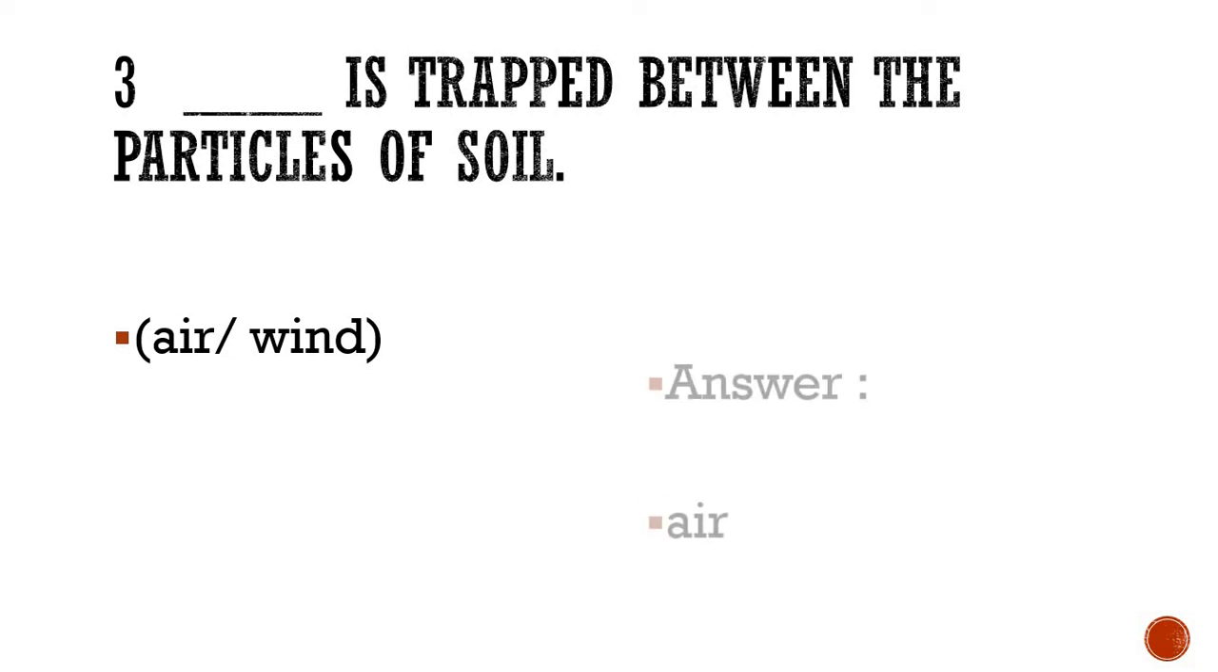Moving on to the third one. Dash is trapped between the particles of soil. Options are air or wind. Is it air or is it wind? Please write the answer whichever you feel is the correct option. So let's see what the correct answer is.